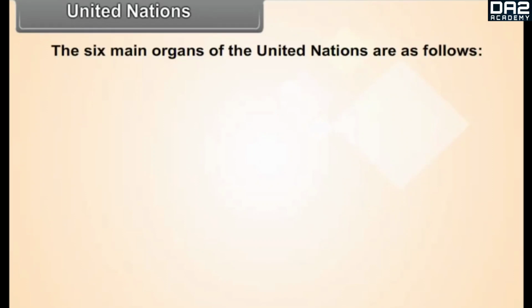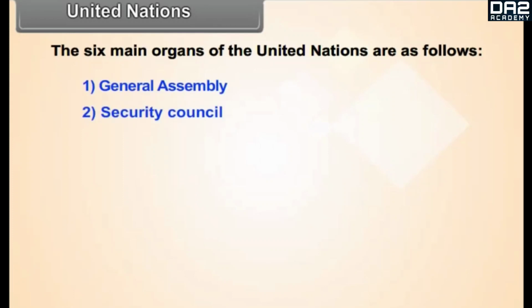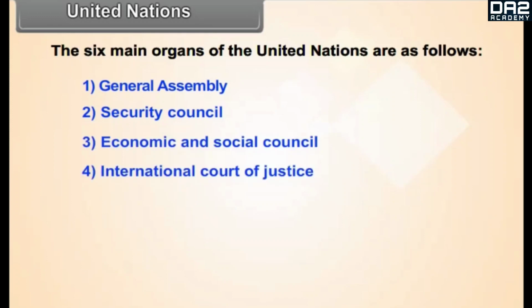Organs of the United Nations. The 6 main organs of the United Nations are as follows. 1. General Assembly. 2. Security Council. 3. Economic and Social Council. 4. International Court of Justice. 5. Trusteeship Council. 6. Secretariat.